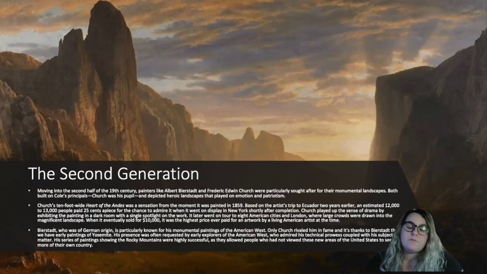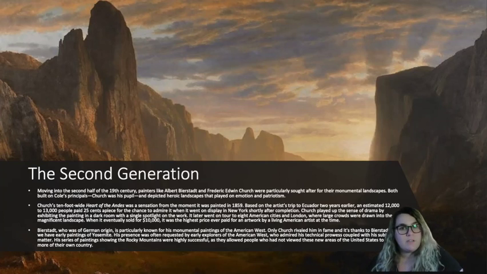Bierstadt, who was of German origin, is particularly known for his monumental paintings of the American West. Only Church rivaled him in fame, and it's thanks to Bierstadt that we have early paintings of Yosemite. His presence was often requested by early explorers of the American West, who admired his technical prowess coupled with his subject matter. His series of paintings showing the Rocky Mountains were highly successful, as they allowed people who had not viewed these areas of the United States to see more of their own country.